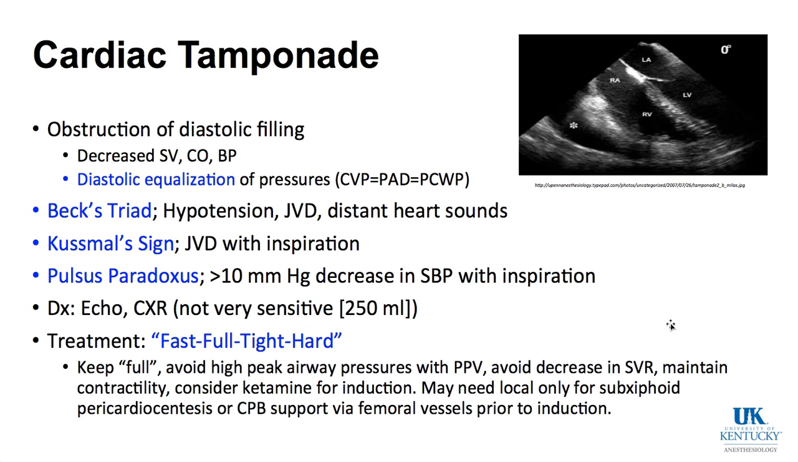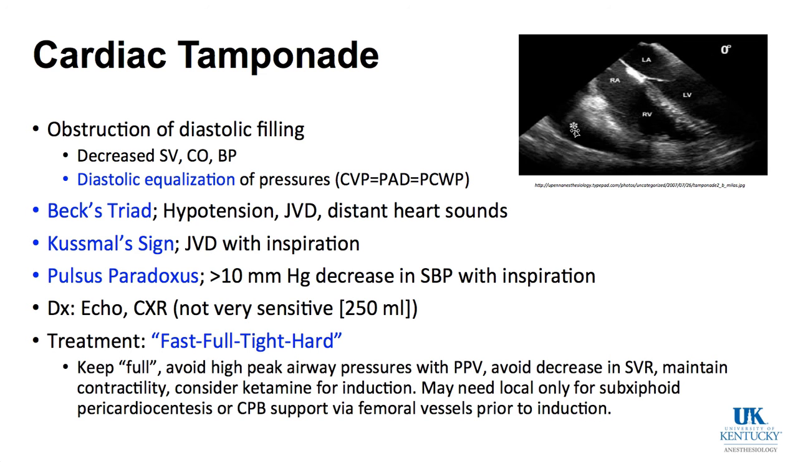Next topic is cardiac tamponade. What does it look like on echo? On the top right is a picture of fluid, represented by the asterisk, surrounding the right ventricle and right atrium. Cardiac tamponade, or fluid around the heart, causing tamponade physiology or obstruction of diastolic filling, results in decreased stroke volume, cardiac output, and blood pressure.